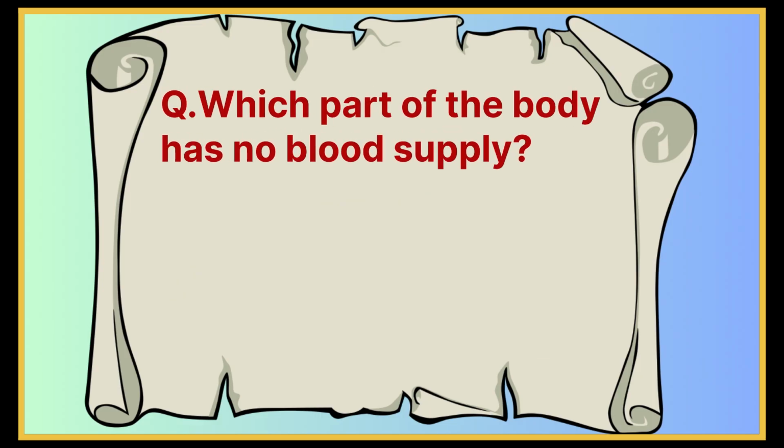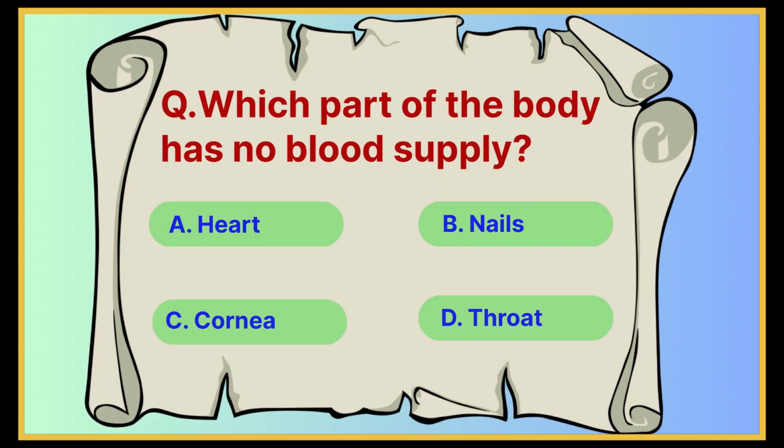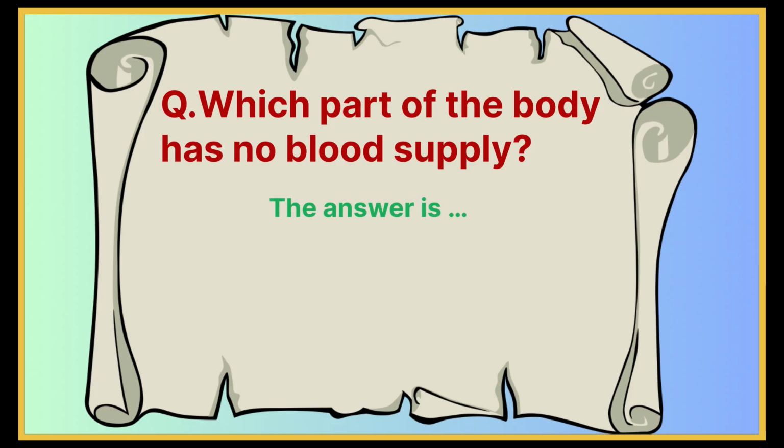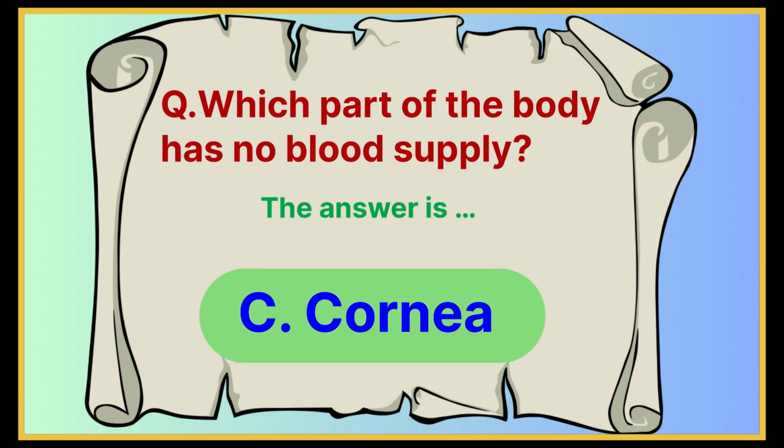Next question. Which part of the body has no blood supply? So the options are option A, heart, option B, nails, option C, cornea, option D, throat. So the correct answer is option C, cornea.